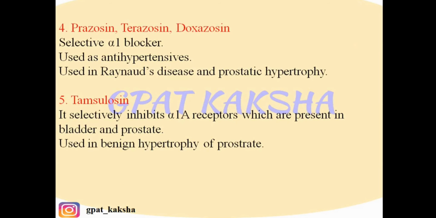The fourth category is prazosin, terazosin and doxazosin. These three drugs are selective alpha 1 blockers, means these drugs do not block alpha 2 receptors. These drugs are used as antihypertensives in management of hypertension. These drugs are also used in Raynaud's disease and prostatic hypertrophy.